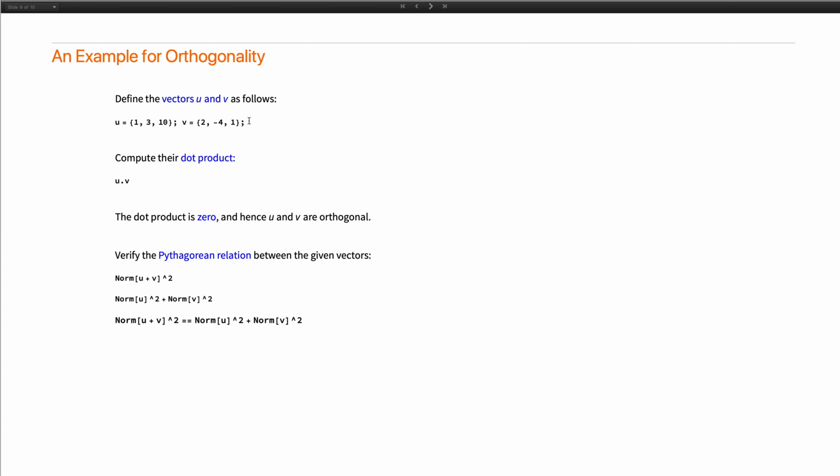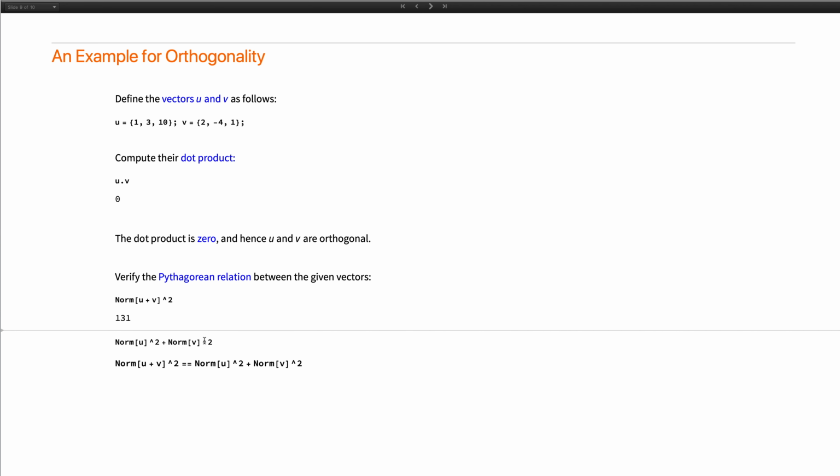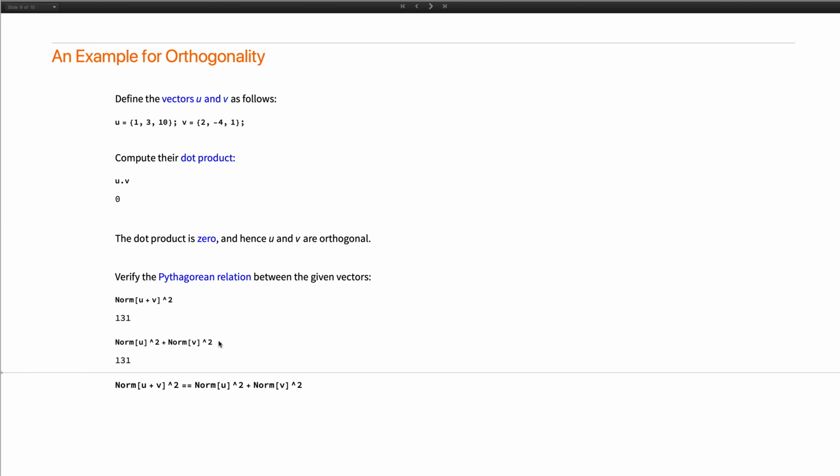Okay, so as an example of orthogonality, you have two vectors u and v. Let's compute the dot product, and you see it's 0, so the vectors are orthogonal. Then you can verify the Pythagorean relation by doing the norm of u plus v squared and checking that it's the same as norm u squared plus norm v squared. You can do that a little more formally by setting up an equation, and you get back True. It says that we do have the Pythagorean relation for these orthogonal vectors.